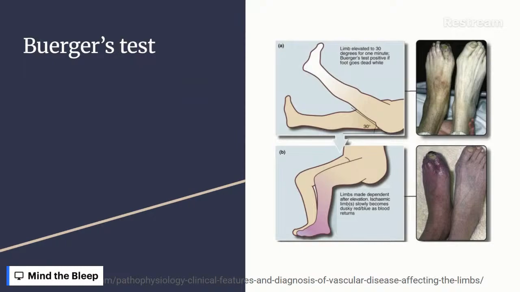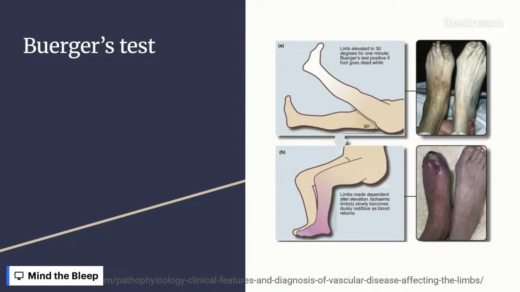So you might recognize this as Buerger's test. A lot of people with peripheral vascular disease won't be positive for the test. It's quite a late stage sign, but essentially what you do is you elevate the limb to 30 degrees and hold it there for a minute. And the test is positive if the foot goes completely white.